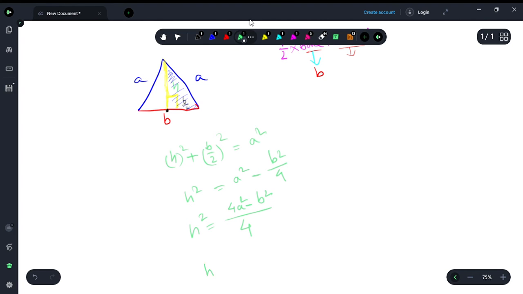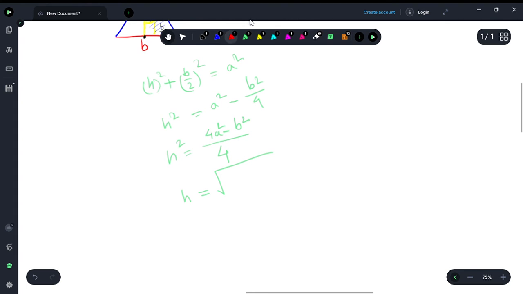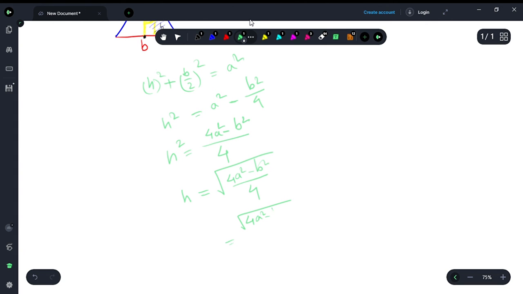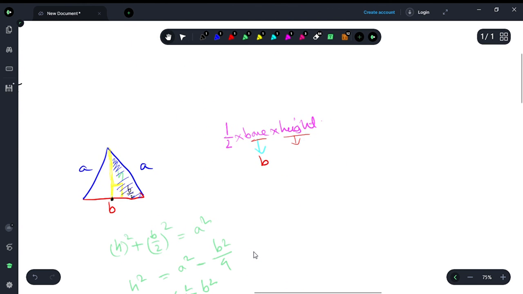Now what will H be? H will be the root over this whole thing, that is root over (4A squared minus B squared) divided by 4. It will be root over (4A squared minus B squared) divided by 2. Now we'll just insert it up here.